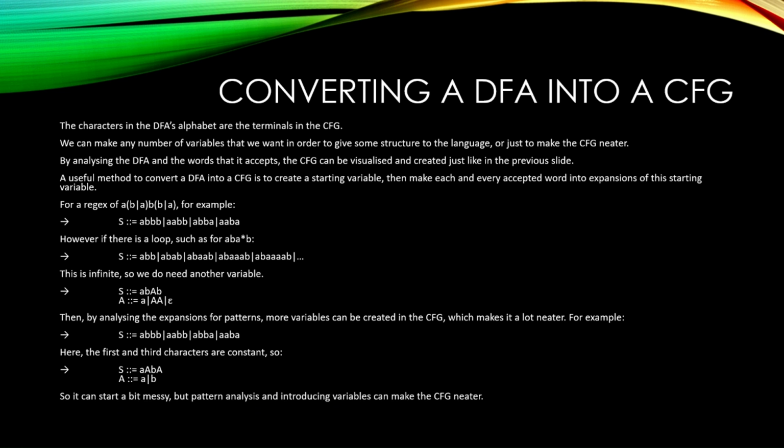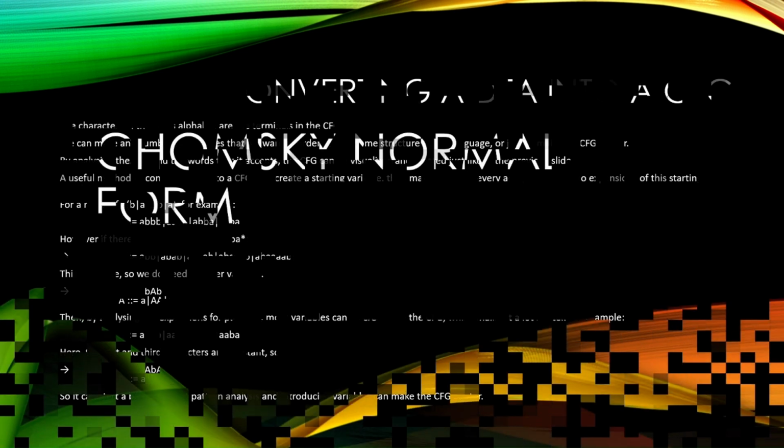So it can start a bit messy, but pattern analysis and introducing variables can make the CFG neater. You might be able to analyze the patterns of just the rejects before you've made the starting variable, like we had to do with A star. That could save you a few steps, but if you're doing it in your head, make sure it's clear in your head. Otherwise you might accidentally change the language. So let's move on from that now.